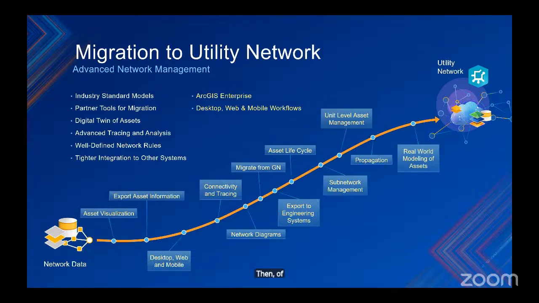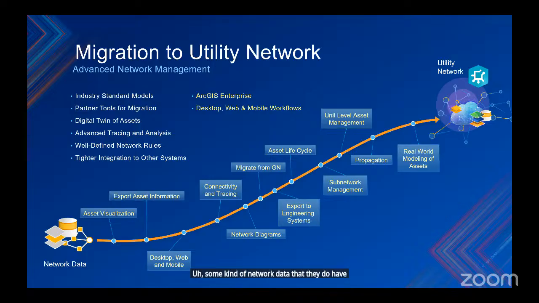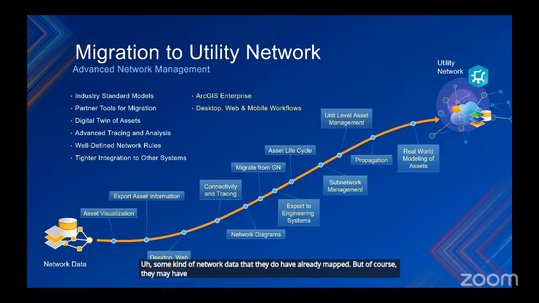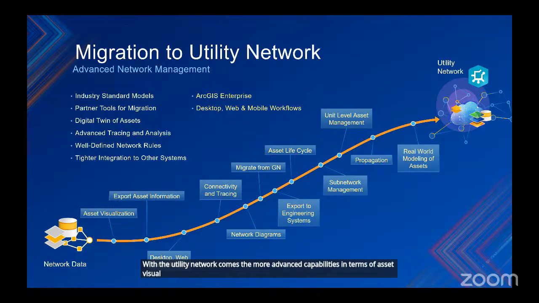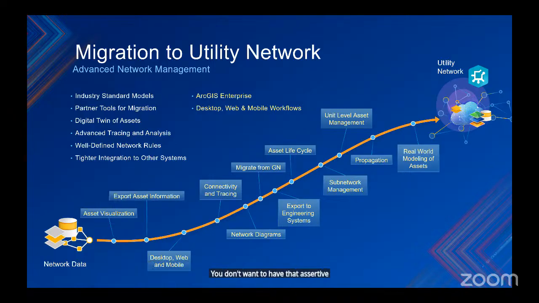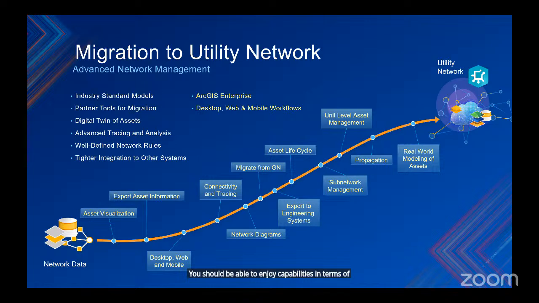Then, of course, you want to have this in terms of migration. So you want a journey in terms of migration, because I know most water utility companies already have some network data that they have mapped. But they may have mapped this as a geometric network, whereas the utility network comes with more advanced capabilities in terms of asset visualization. You want that asset visualization on a map, either on a desktop or on a mobile device. On top of that, you can enjoy capabilities in terms of connectivity and even tracing, as I've said.